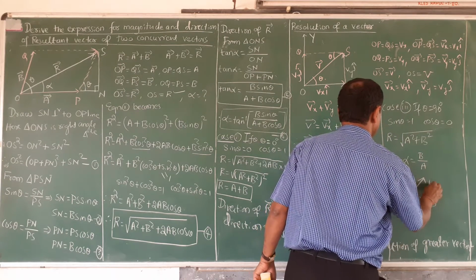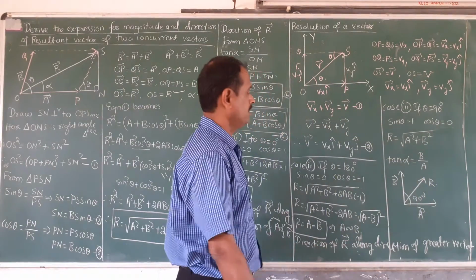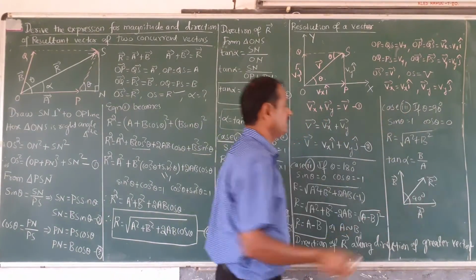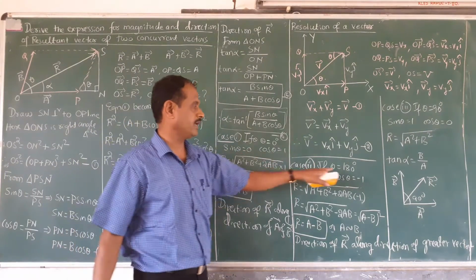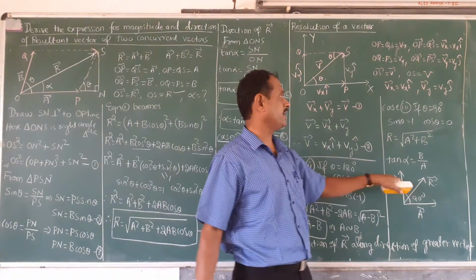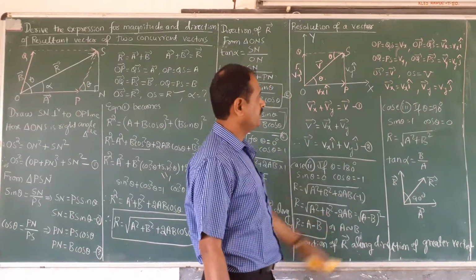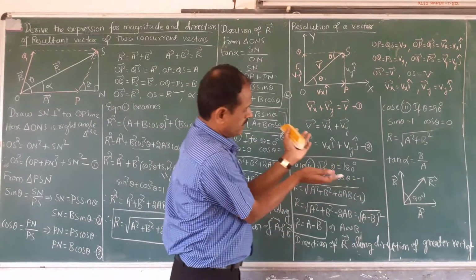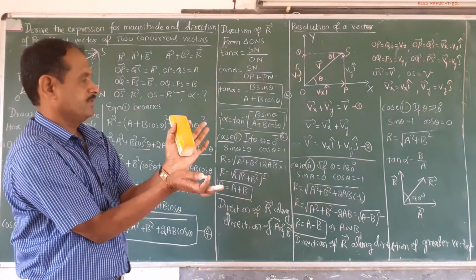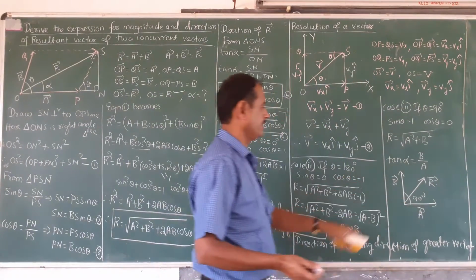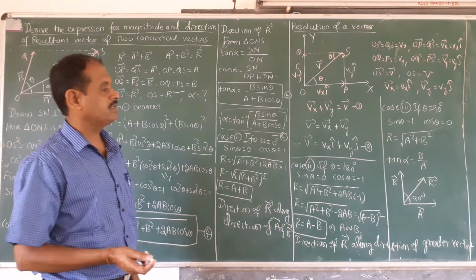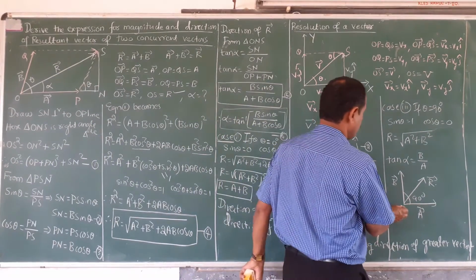This is the resultant vector. Theta was 90 degree. Here theta is 0, this is theta 180 degree, and this is theta equal to 90 degree. If theta is equal to 90 degree, the two vectors are perpendicular to each other. Then the resultant vector is between these two.